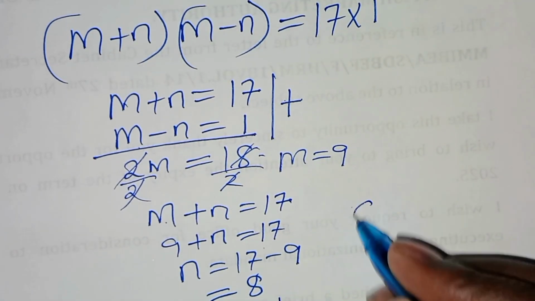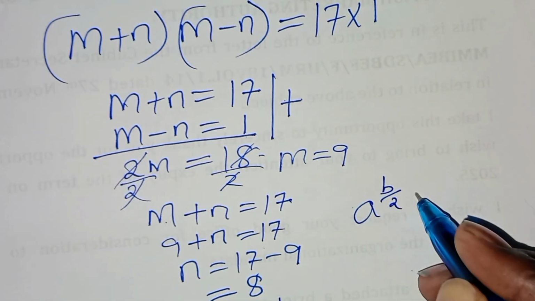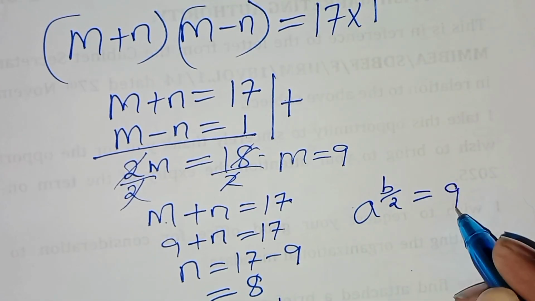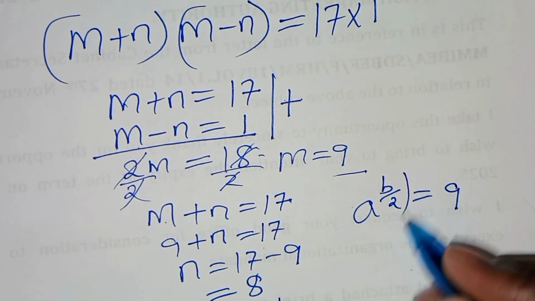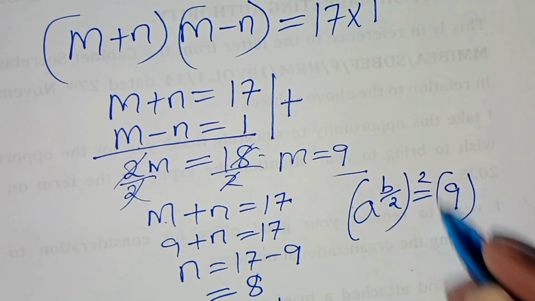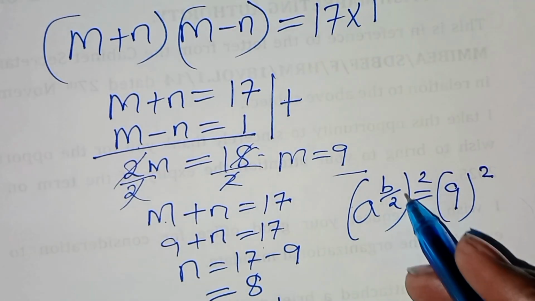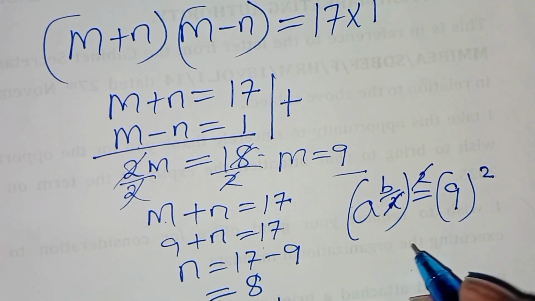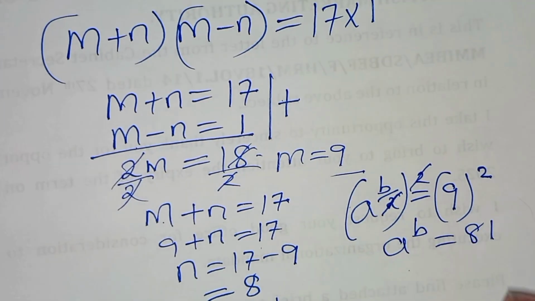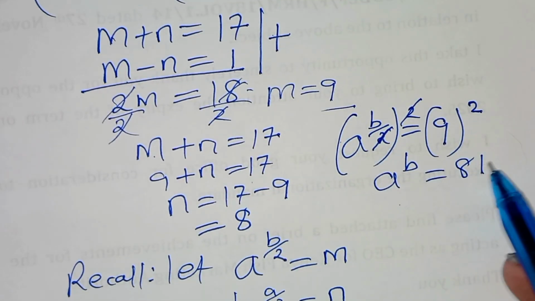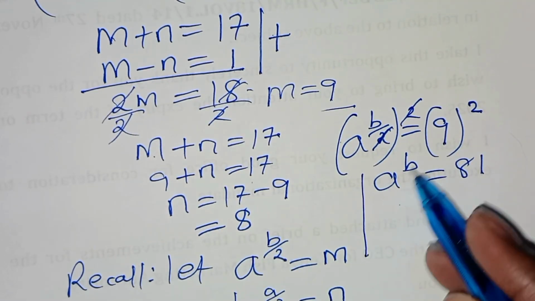We have that a to power b over 2, this is equal to 9, which is m. So in this case, let's square both sides here, and that means that the 2 and 2 simplify so that you have a to power b, this is equal to 81. 9 squared is 81. So that is a to power b.